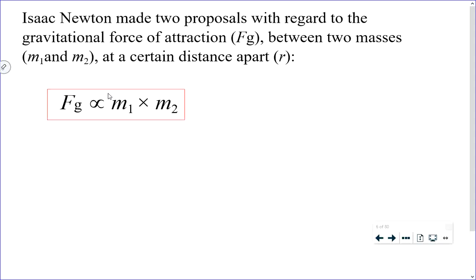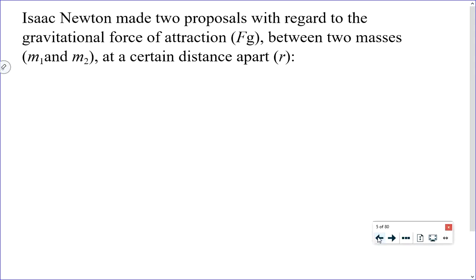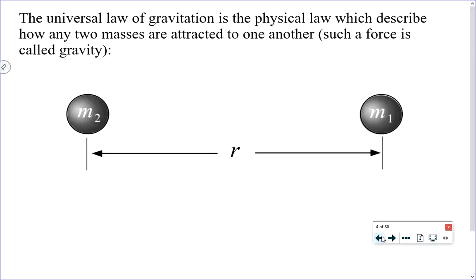What Isaac Newton believes is, when you have these two masses, that the force pulling them together, this force of gravity, depends on the masses in such a way that if you have a bigger mass, you have a bigger force, basically.